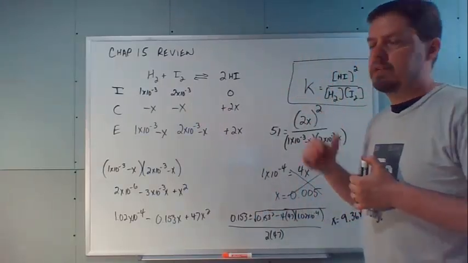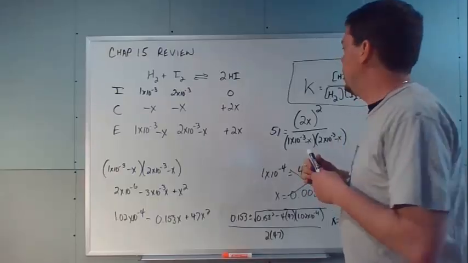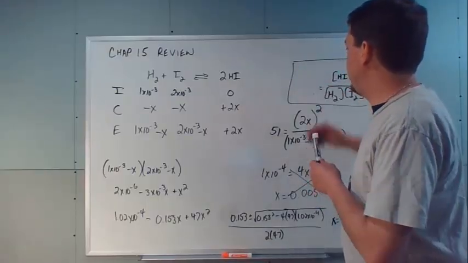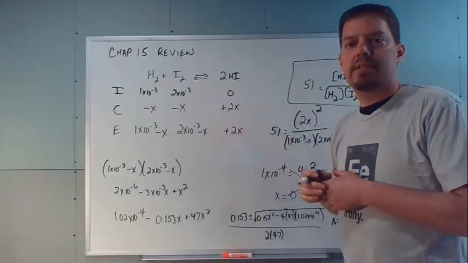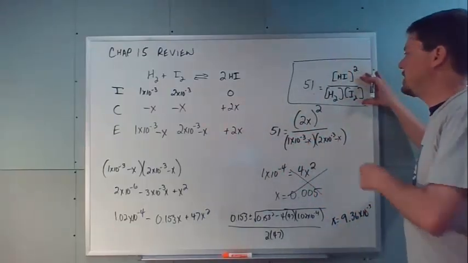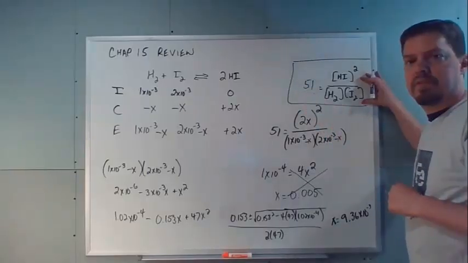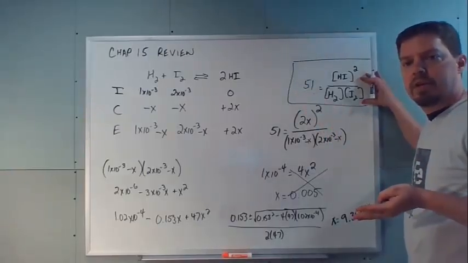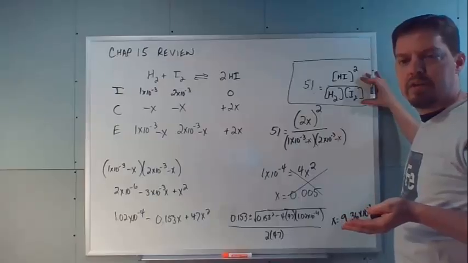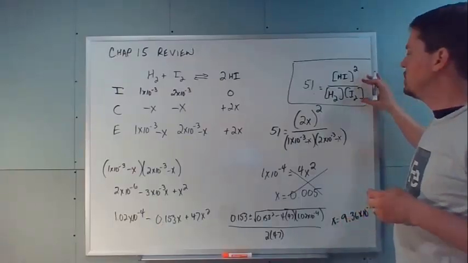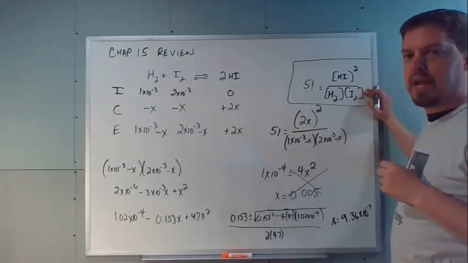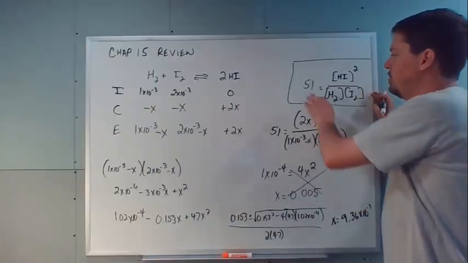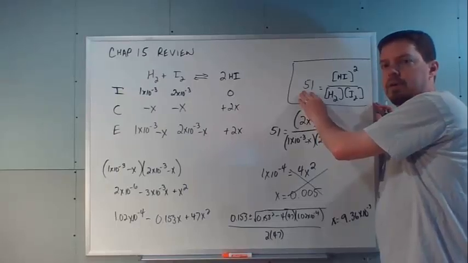But what if you had amounts of both and you weren't sure? Well, they told us initially that our K value is 51. So if they gave us concentrations of things and we plugged it into this expression and got something different than 51, then we're not at equilibrium. And that's what we consider the Q value or the reaction quotient. So if you take the concentrations and plug them in and get a value for that, that is your Q. If Q is equal to K, you're at equilibrium.